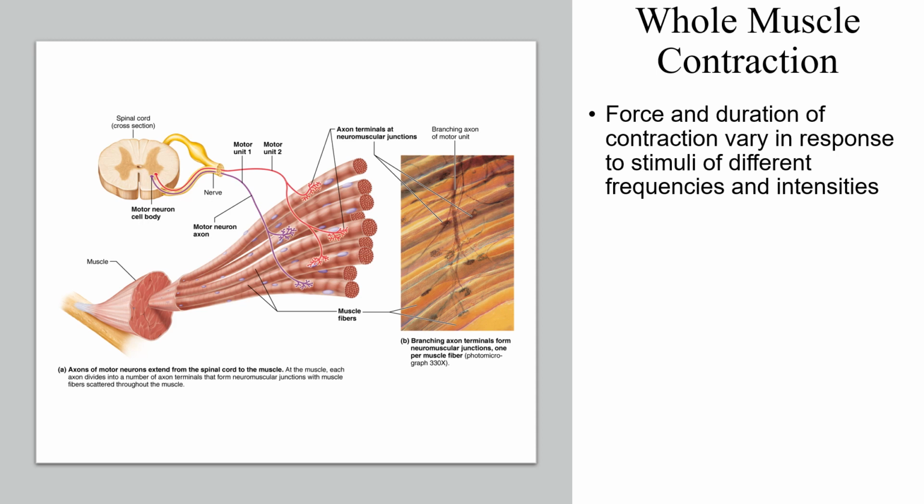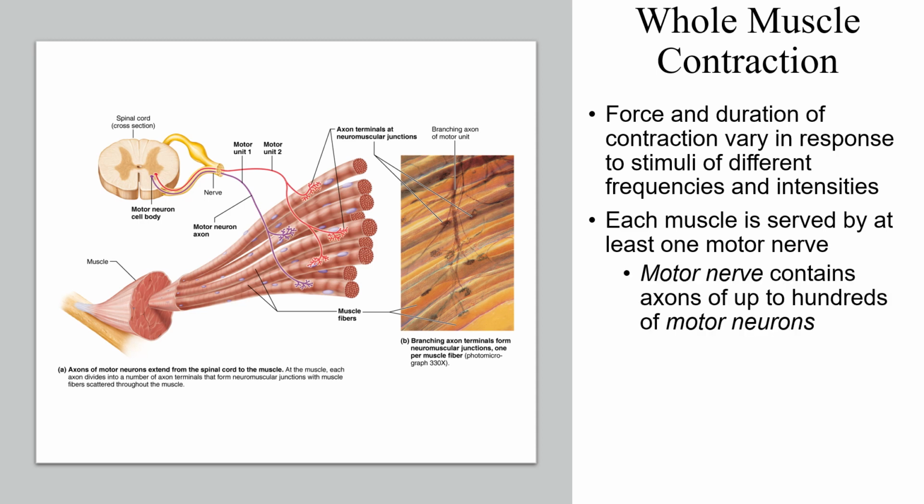Now, the force and duration of a contraction will vary with the type of stimuli, how the frequency of that stimuli varies, and the intensity of that stimuli. And so we can have different types of muscle contractions depending on those two things. Now, each muscle is going to be served by at least one motor nerve, and a nerve is a large collection of neurons. So a motor nerve contains axons of up to hundreds of motor neurons, okay?